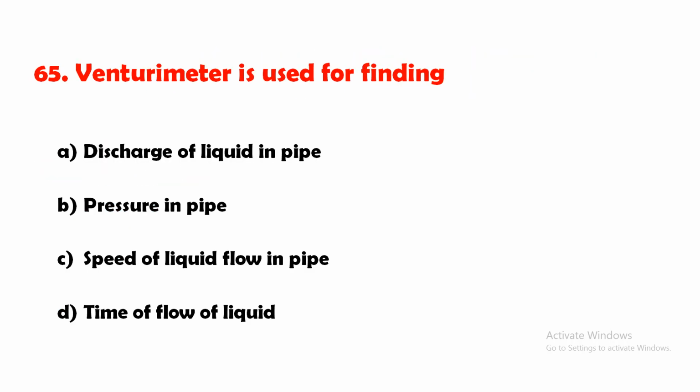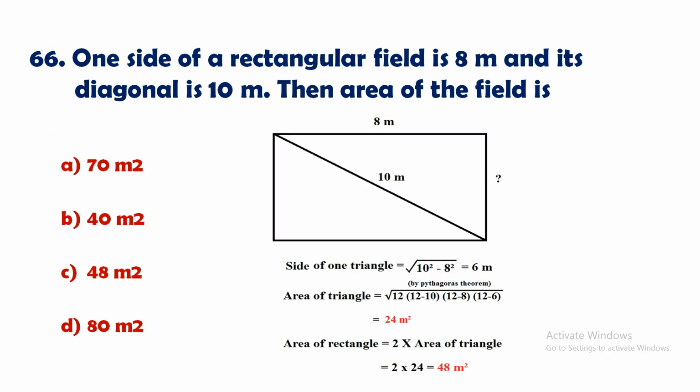A venturimeter is used for finding discharge of a liquid in pipe, pressure in the pipe, speed of liquid flow in the pipe, time of flow of liquid. The answer is a venturimeter is used for finding the discharge of liquid in pipe.